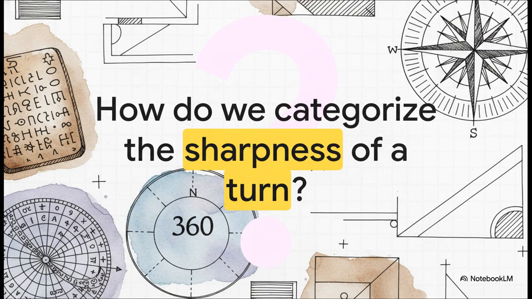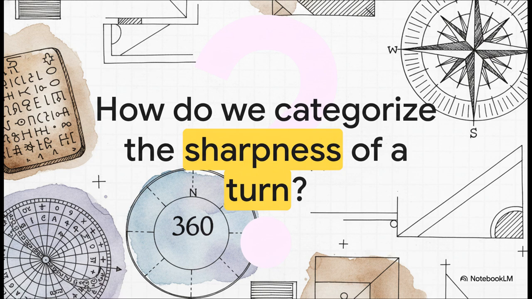So let's start with a really simple question. How do you describe a turn? Is a corner sharp? Is it wide? To get precise about it, we need a system. And for that, believe it or not, we can thank the ancient Babylonians. They're the ones who decided to split a full circle into 360 degrees. Probably because 360 is just an awesome number to work with.